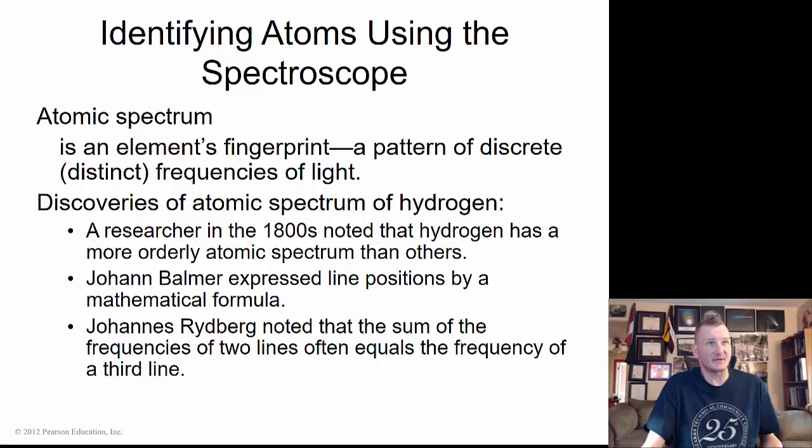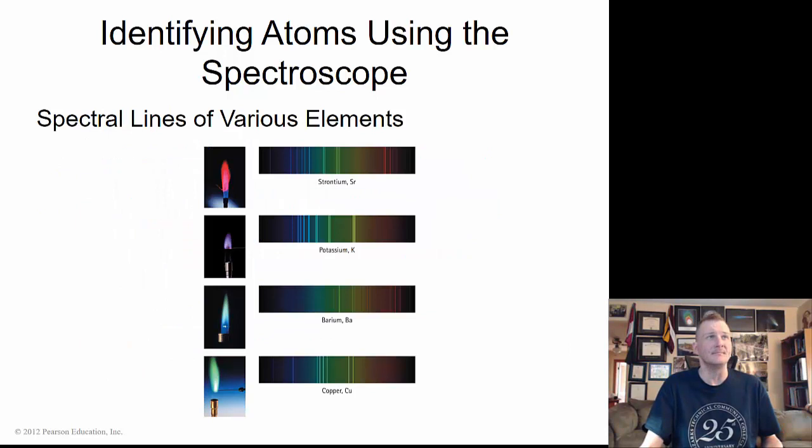The discovery of the atomic spectrum of hydrogen was done in the 1800s. A researcher noted that hydrogen had a more orderly atomic spectrum than others did. Johann Balmer expressed line positions by a mathematical formula, and Johannes Rydberg noted that the sum of the frequencies of 2 lines often equals the frequency of a 3rd line. And we see that in sodium H and K lines.